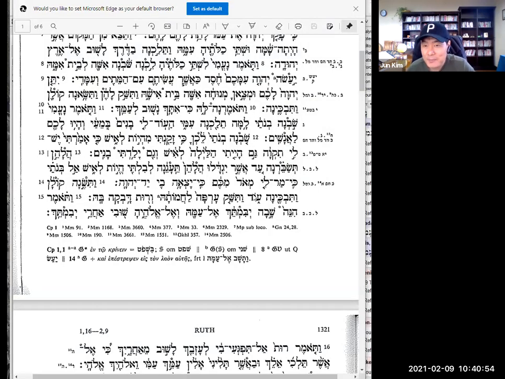Right? So we don't actually need this one, and we think this one is kind of an explanation, additional explanation or clarification done by the scribes and interpreters or translators of the Greek.